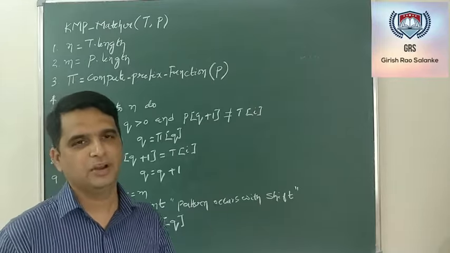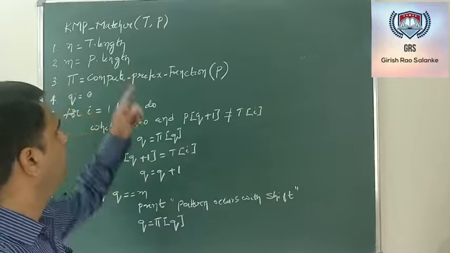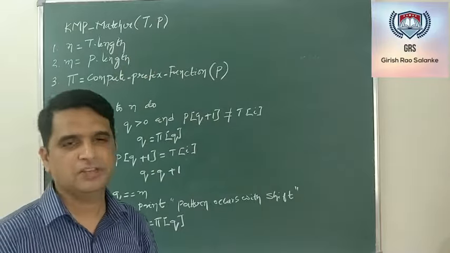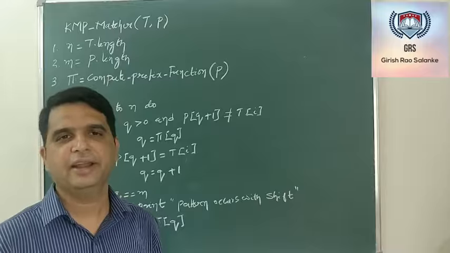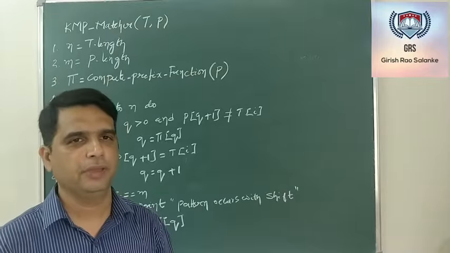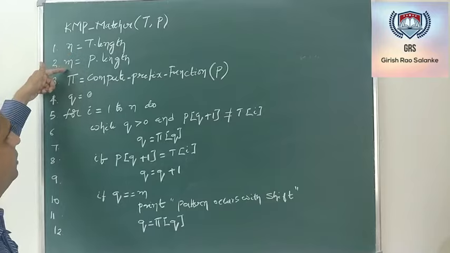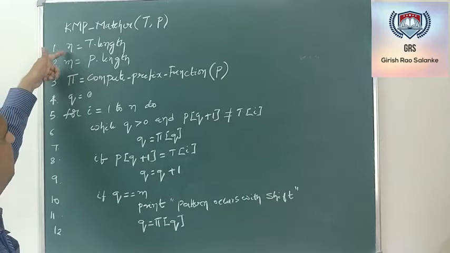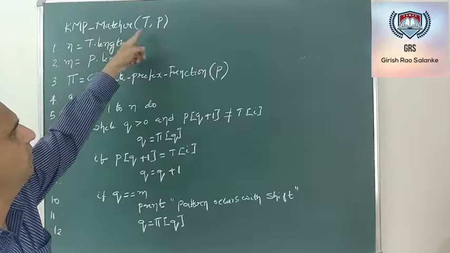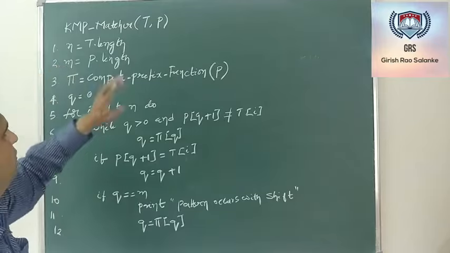Coming to the actual KMP string matching algorithm, if you see, the algorithm has two inputs. The first input is the text T, and the second input is the pattern denoted with P. First thing we are doing is getting the length of the text as well as the length of the pattern. T dot length is assigned to n, which is the length of the text, and m is the length of the pattern.